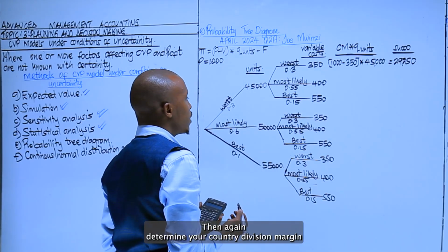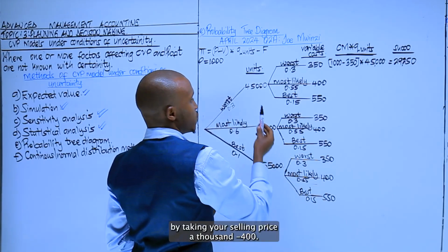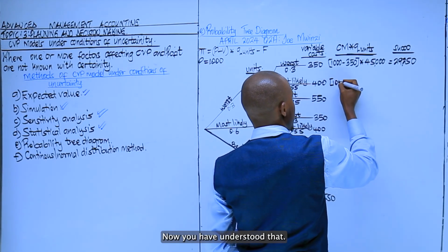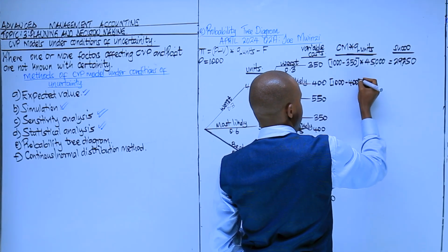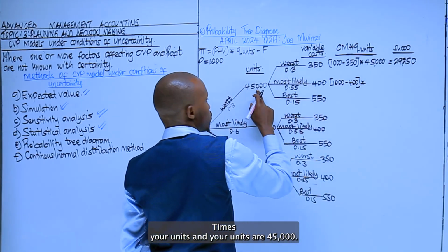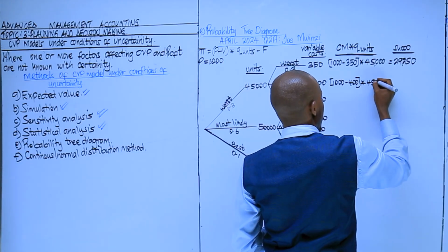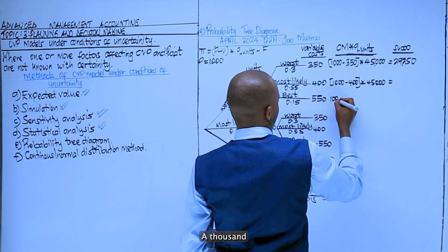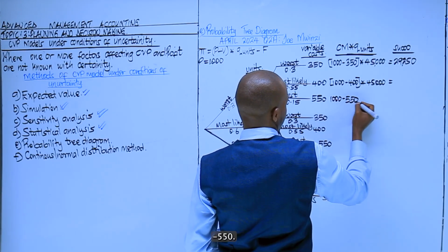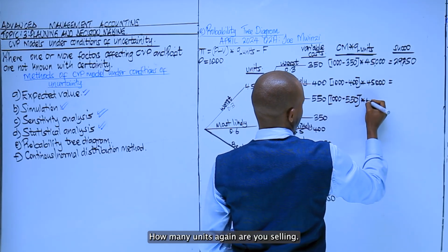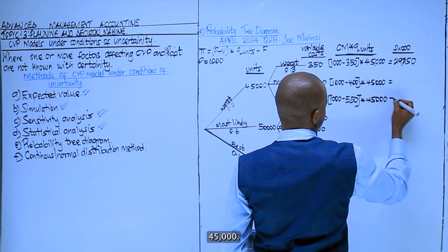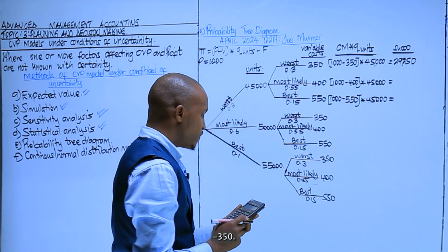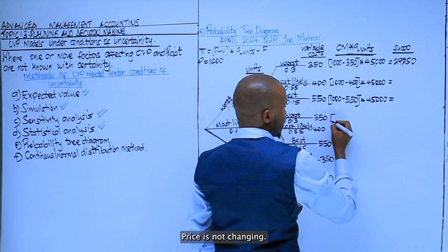Then again, determine your contribution margin by taking your selling price 1,000 minus 400. I believe now you have understood that. Times your units, and your units were 45,000. 1,000 minus 550. How many units again are you selling? 45,000. 1,000 minus 350. Your selling price is not changing.